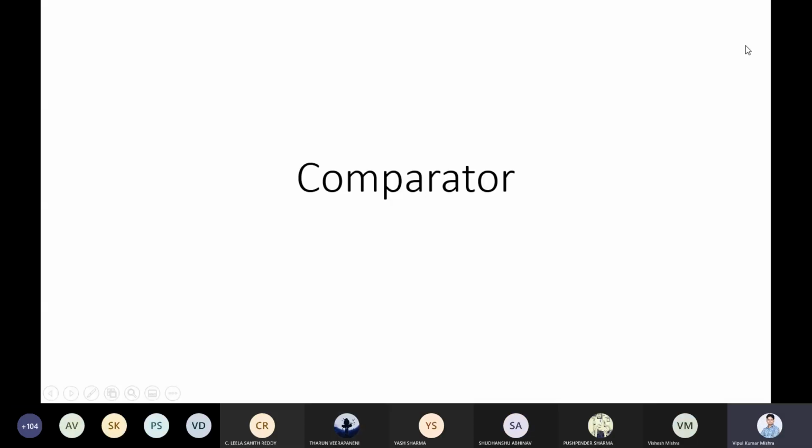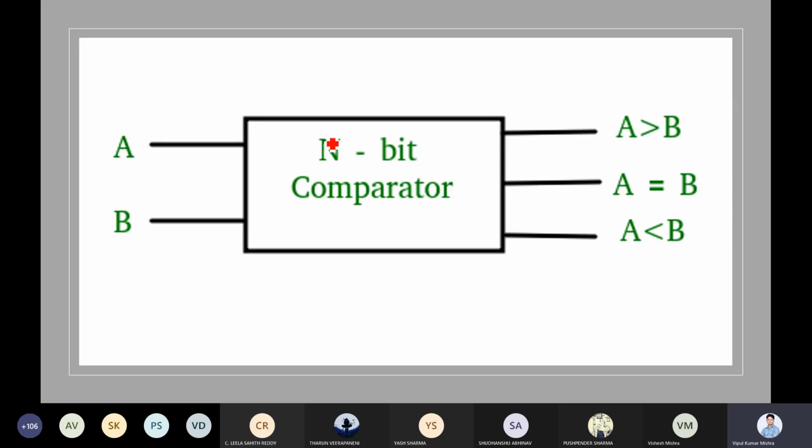Okay, so we'll talk about comparator, and specifically I'll say it's a magnitude comparator. Once we say magnitude comparator, suppose we start with a 1-bit number. We have 1-bit A, 1-bit B, and we have three outputs: A is greater than B, A is equal to B, and A is less than B.